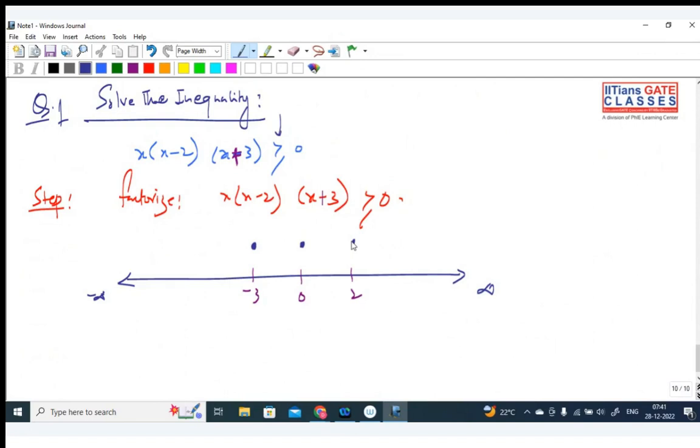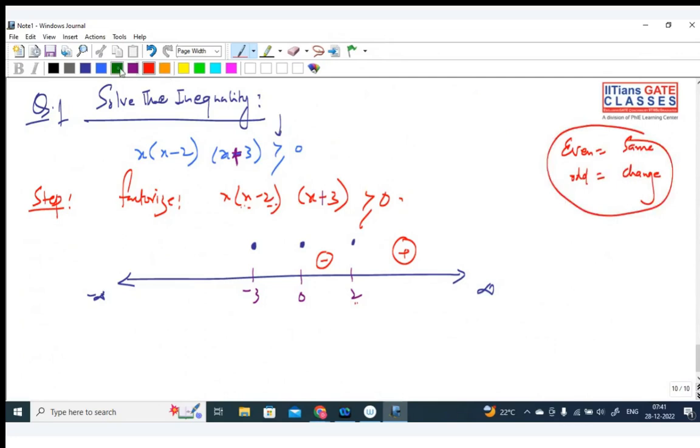You have to put the sign now. What you have to do here is start with positive always from the left hand side. Now you see the power of x for this root, the root 2 belongs to x minus 2. The power of x is odd, so here the sign will change. So it is going to be minus. For even, it is same. For odd, it is change. This concept you have to keep in mind.